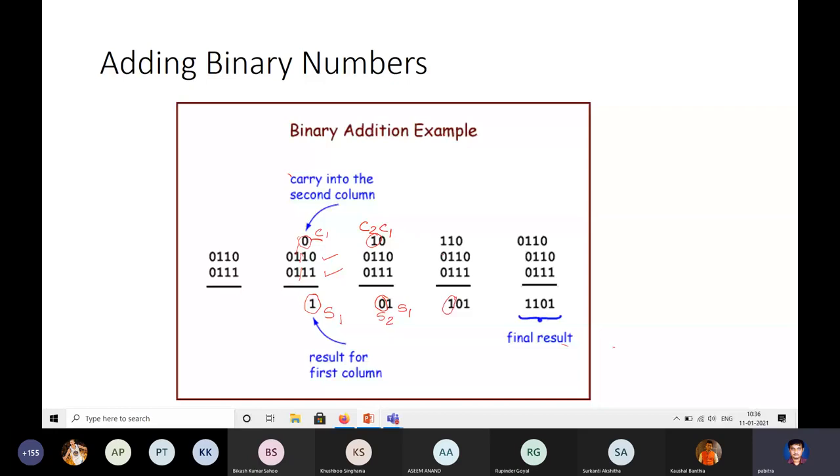So if you have 1, 1, 1, which is 3 in decimal, is equivalent to 1, 1, which is carry equal to 1 and sum equal to 1. So you have sum equal to 1 and carry equal to 1. And now you have 1, 0, 0, which results in a sum of 1 and a carry of 0. So the final result is 1, 1, 0, 1 with a carry of 0. Okay, so this way you use the rule for single bit addition over multiple columns with a carry.